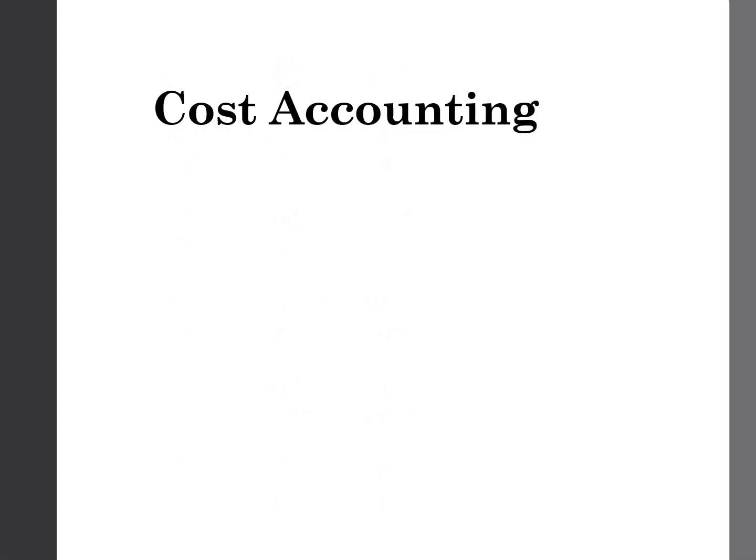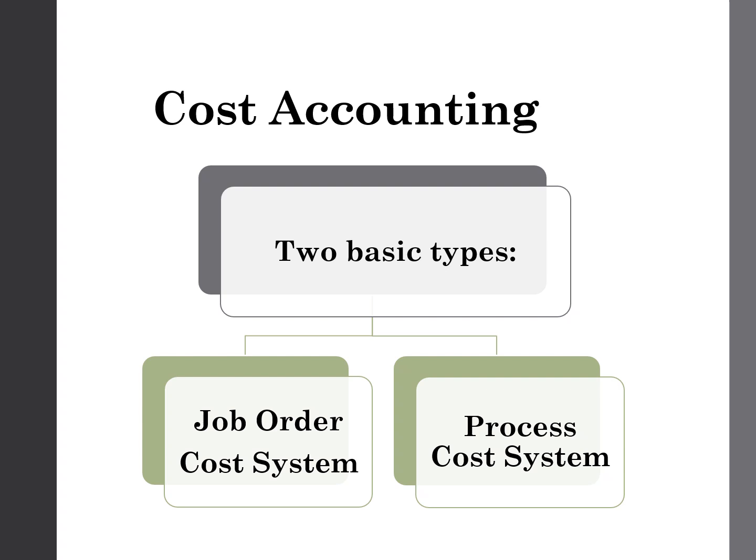Cost accounting involves the procedures for measuring, recording, and reporting product cost. There are 2 basic types of cost accounting systems, a job order cost system and a process cost system. This chapter covers job order, and the next one will address process costing.